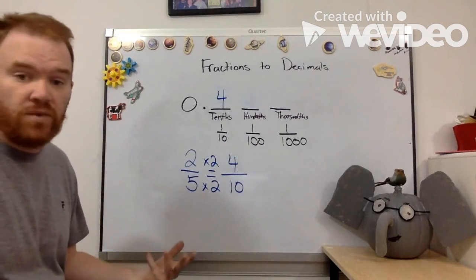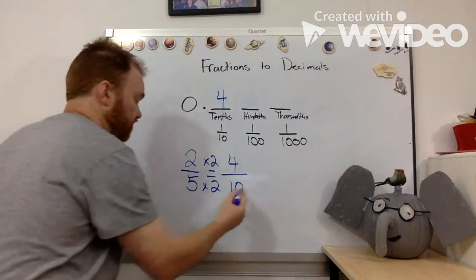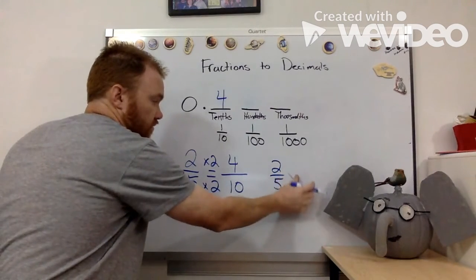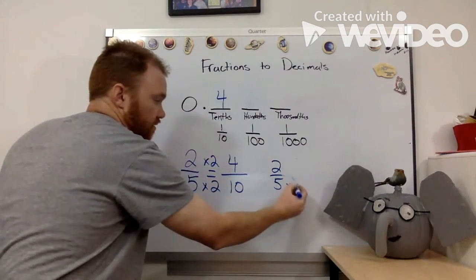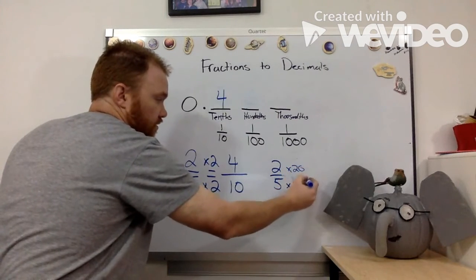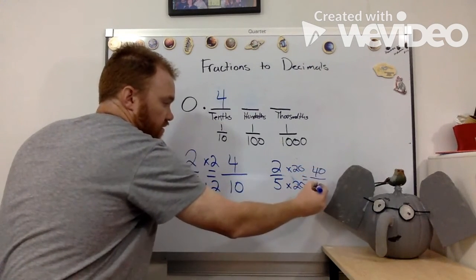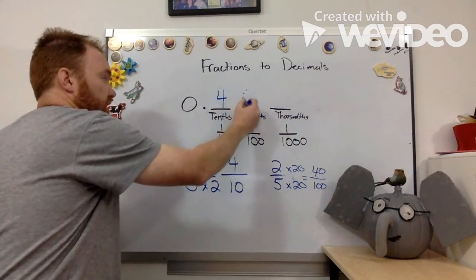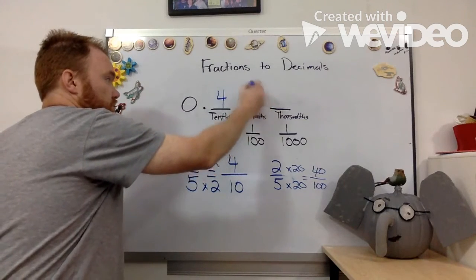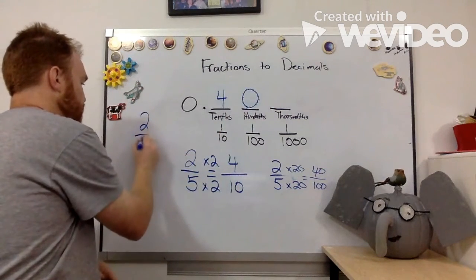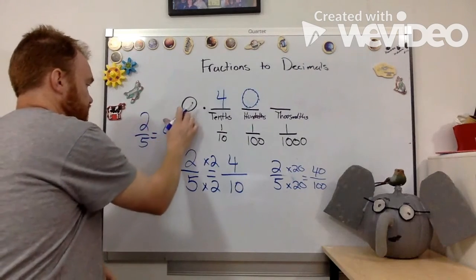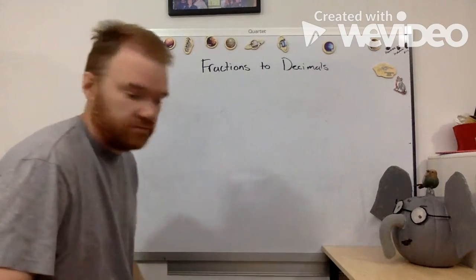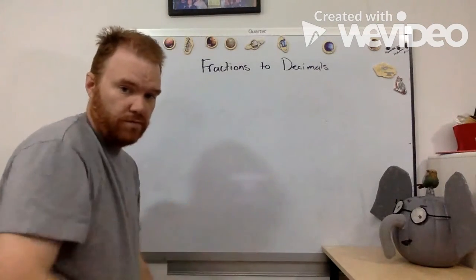Now let's say I did want to take that 2/5ths to 100. What I'm doing is multiplying by 20, which gives me 40 hundredths, which would be the same here, because we always know there's an invisible 0. So 2/5 is the same as 0.4.